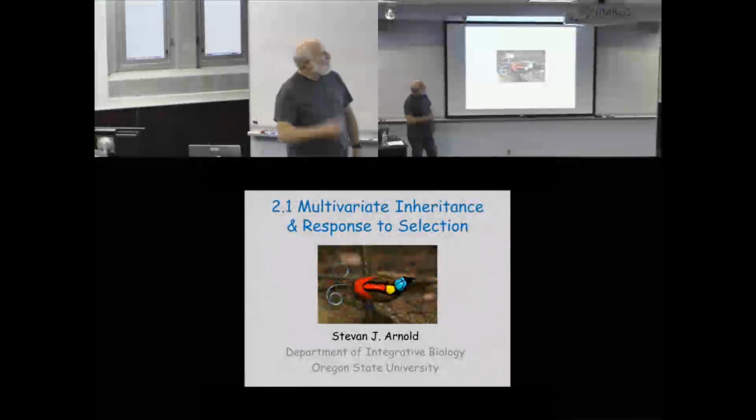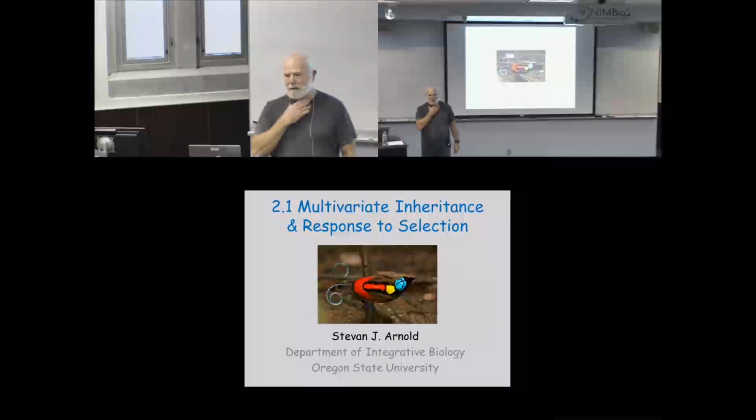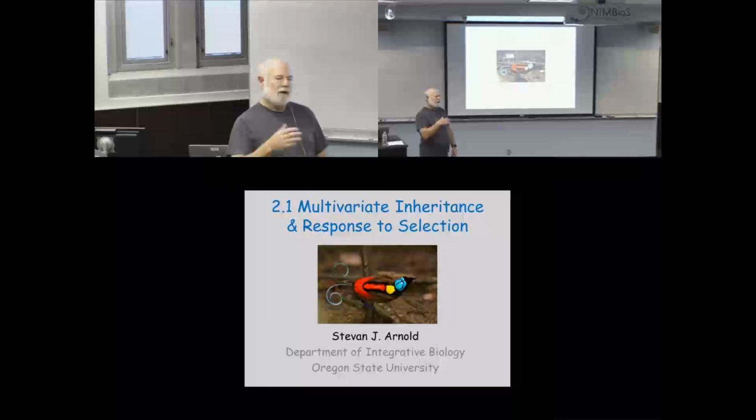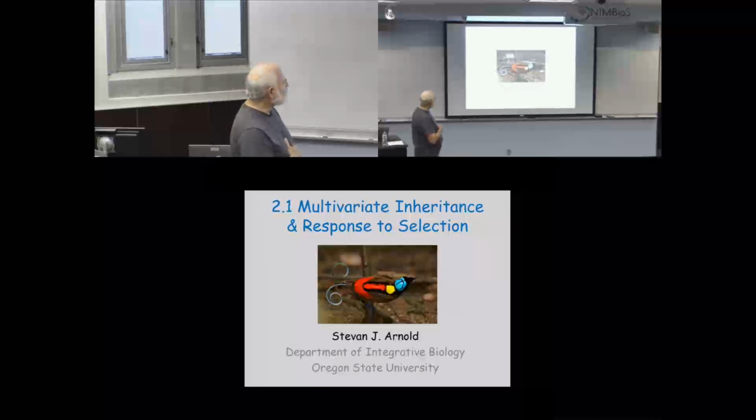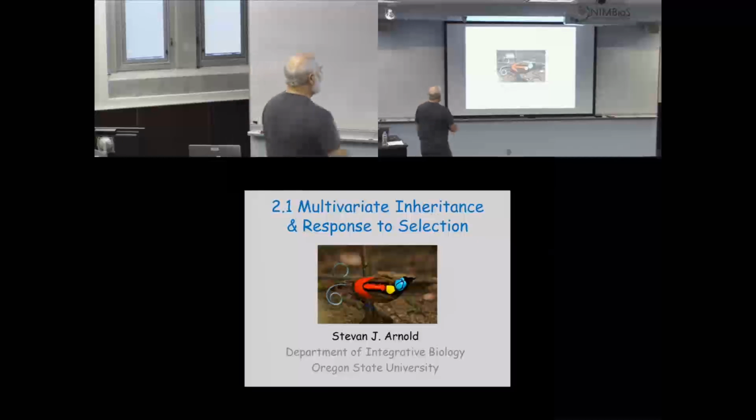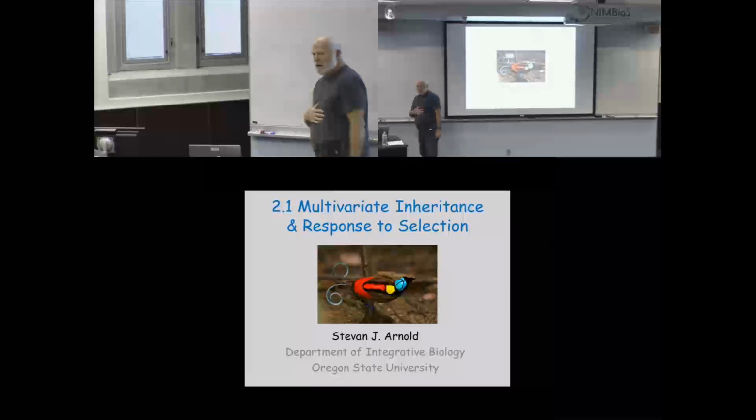Okay, so our topic today is multivariate inheritance, and just as we talked about response to selection, we're going to just talk about response to selection when we've got multiple traits. And it's a little non-intuitive, and we'll do a little matrix algebra today as well. Okay, so we have an organism here.